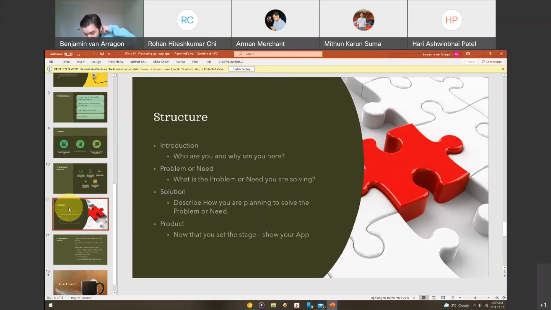Okay, so the structure of the demo after your pitch will be this: who you are, why you're here. Each team member will introduce themselves. The problem or the need, very similar. The solution, describe how you are planning to solve the problem or the need. And then now that you've set the stage, demo your app. Show the app, show the website, and just show off the awesome work that you guys have done.